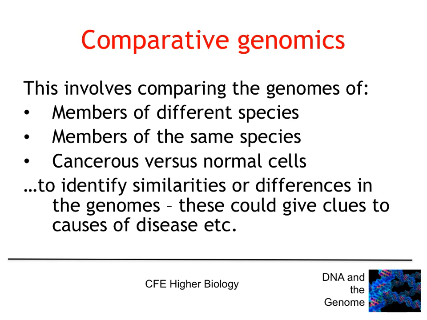Or you might investigate members of the same species. For example, you've got the harmless strain of E. coli with the strain that causes food poisoning, to discover which genetic sequences cause the illnesses. And it can also be used to study cancerous cells and normal cells from the same individual to try and discover the specific driver mutations that cause a healthy cell to divide uncontrollably and form a tumour. So, identifying these similarities or differences in the genomes, these could give us the clues to causes of diseases.